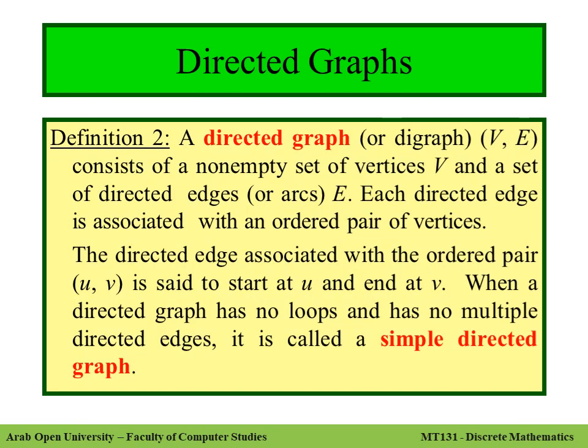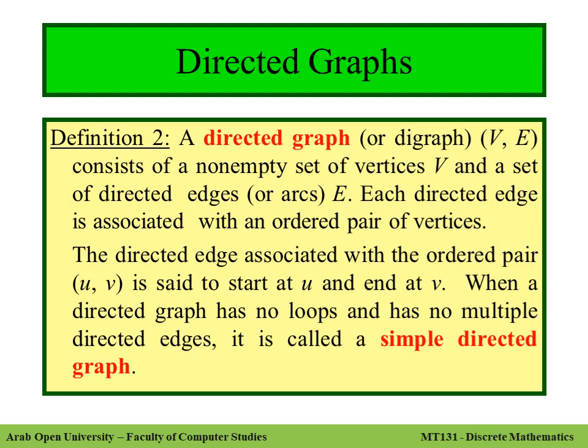The other type of graph, which we should be familiar with because we use them to represent relations, are directed graphs. A directed graph or a digraph, again, consists of a pair V and E. The set of vertices V is non-empty. The difference now is that the set of edges are directed edges or arcs. Each directed edge is associated with an ordered pair of vertices because it will start at a vertex and end at another vertex. That's the difference now.